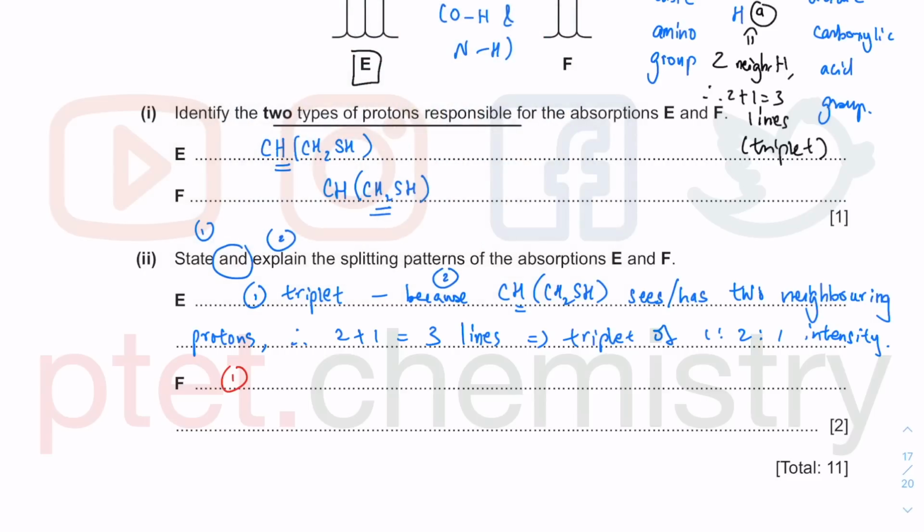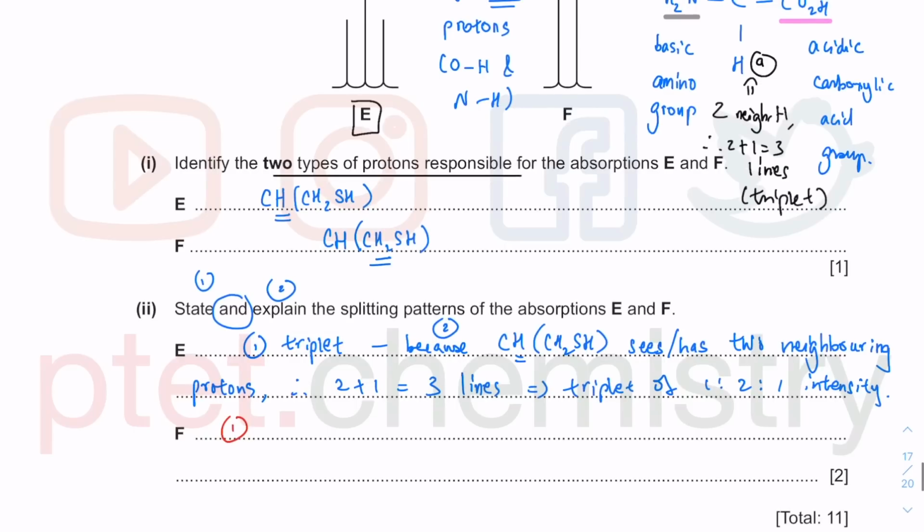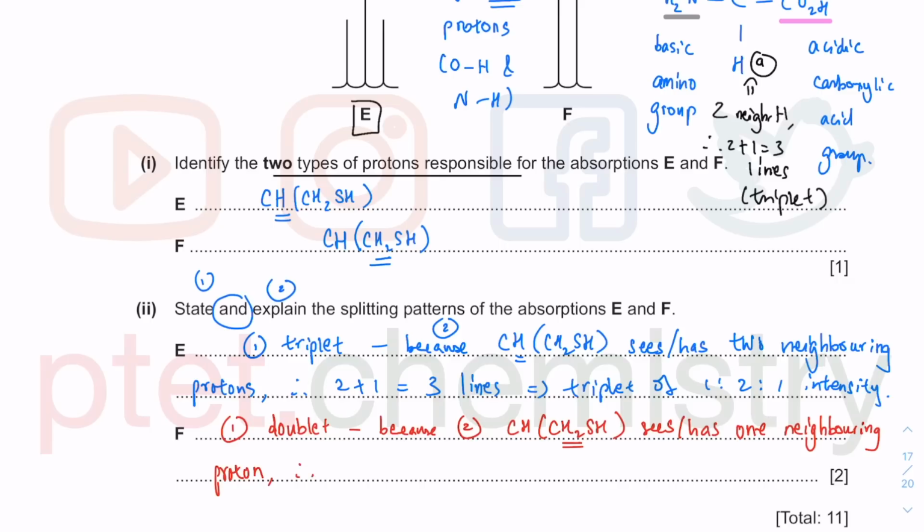So now to the red color one. There is the doublet there. So we get a doublet for the other absorption because, well, the part 2 is the reason. So now I underline the CH of the CH2SH, and then it sees, well, it has 1 neighboring proton. And when you have 1 neighboring proton, that is a singular, by the way. Therefore, you get 1 plus 1. The n is the number of neighboring protons plus 1. Then you get 2 lines, and 2 lines will all be of equal intensity. That is your doublet of 1:1 intensity ratio.